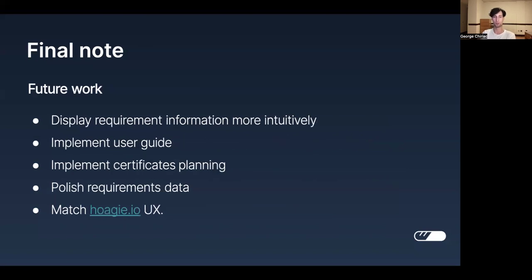For future work, I want to display requirement information more intuitively, so it is easier to use the app, implement the user guide on first login, implement certificates planning, as many users asked for, and also polish requirements data. Then I want to match the user experience and user interface to other Hoagie.io apps.